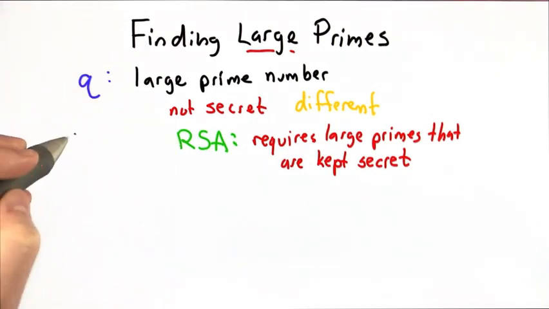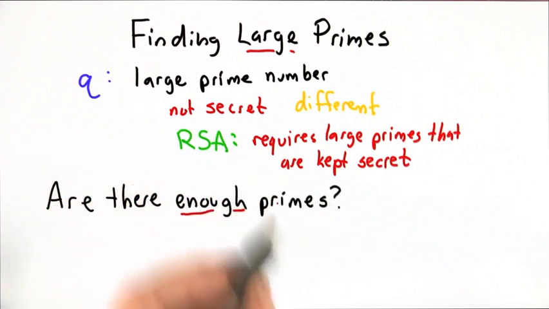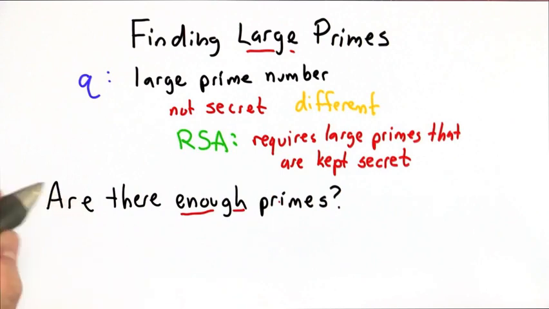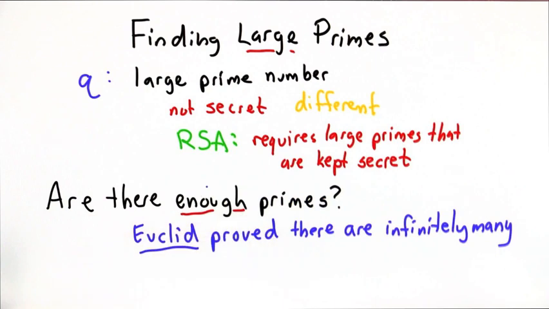So both of these crypto systems depend on finding large prime numbers. So the first question we should ask is, are there enough prime numbers that we can always find a new one when we need one? The good news is that Euclid proved over 2,500 years ago that there are infinitely many primes. And it's a very elegant and beautiful proof. So let's look at how Euclid proved this.